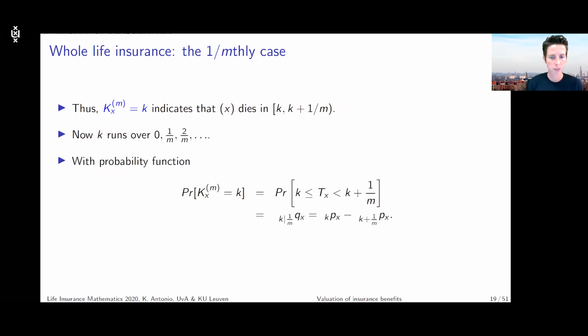So what is my probability function here? My probability function is, what's the probability that K_x^(m) is equal to k? That means that your future lifetime, T_x, takes a value between k and k plus 1/m, in between these two time points from your time grid. How can we express this probability? Once again, you need to survive until age x plus k, and then you need to die within, let's say, 1 month or 1 quarter or 1/m year from this time point.